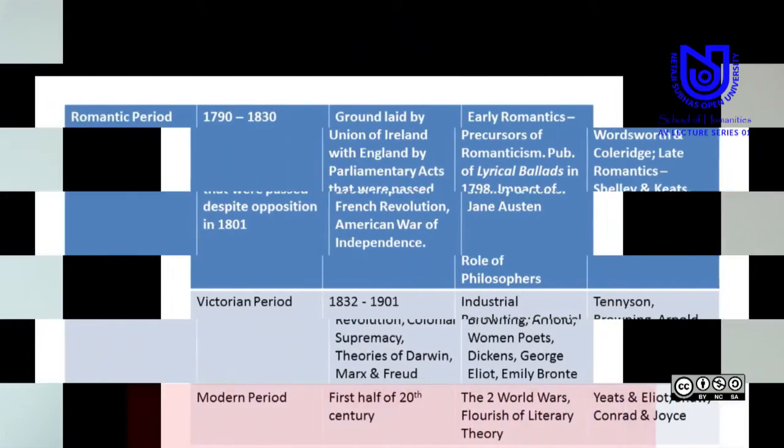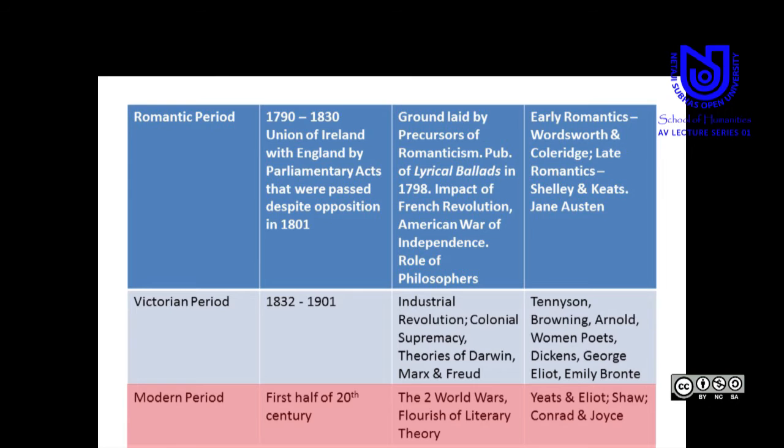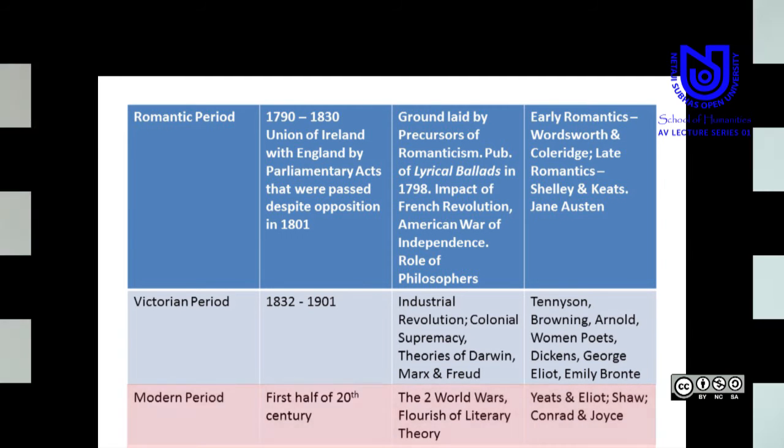Moving to the modern period, which chronologically is taken as the first half of the 20th century, the major poets that you have in this section from your syllabus are W.B. Yeats and T.S. Eliot. While there is the dramatist Shaw, the novelists Conrad and Joyce.